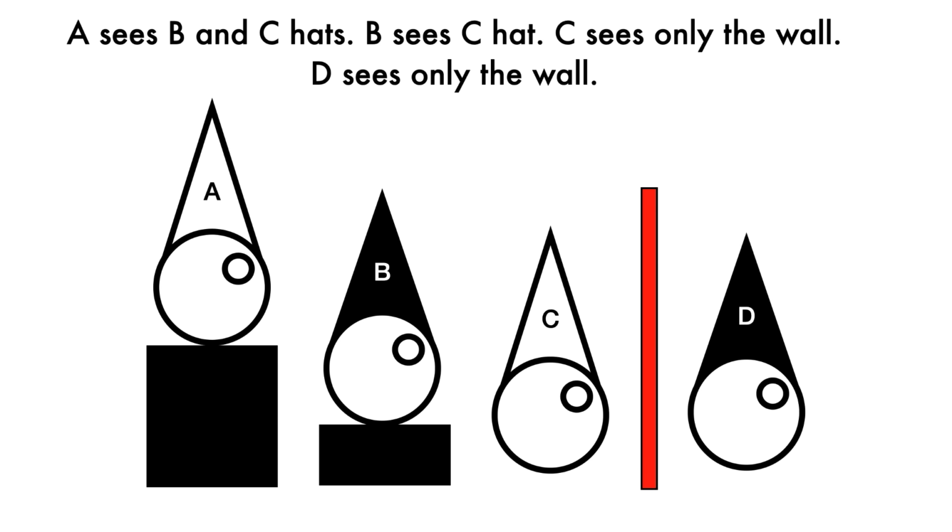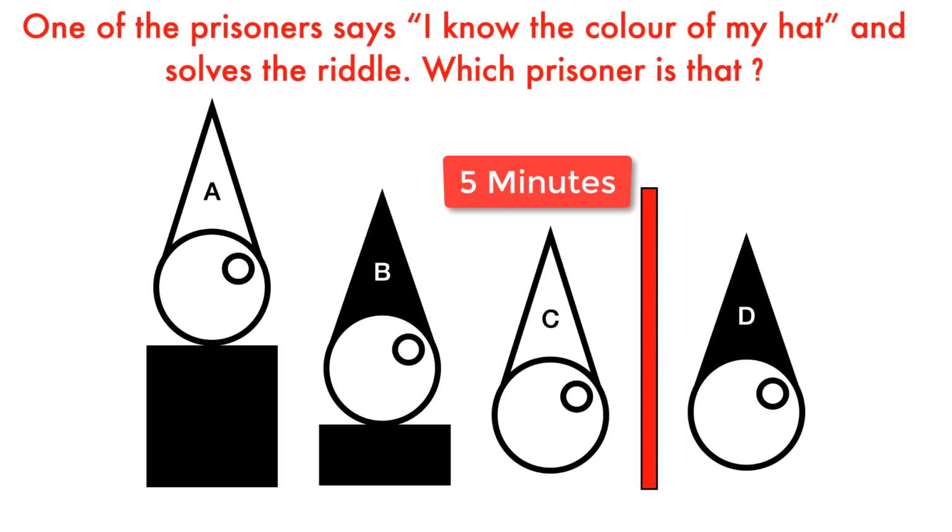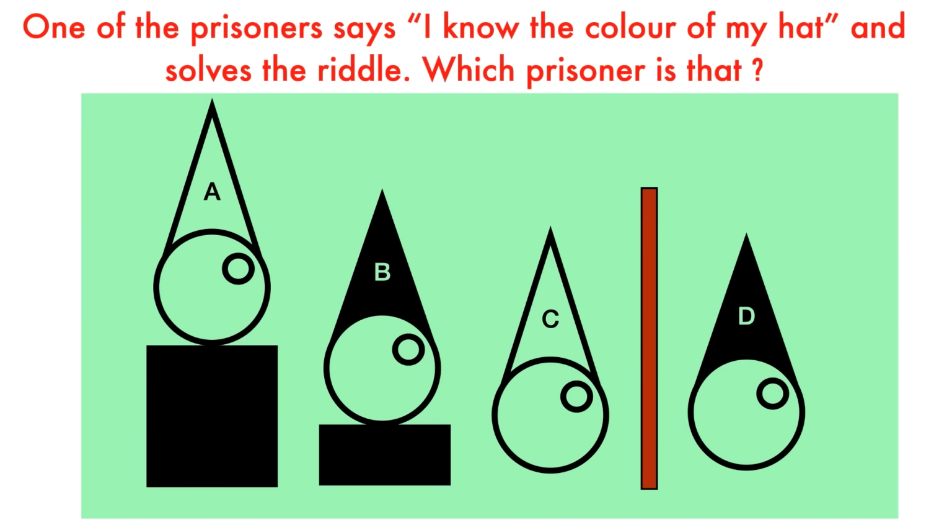They are not allowed to turn around or converse in any way. There are no mirrors and they all know that there are 2 black hats and 2 white hats and that there are 4 people. The prisoners are told that they have 5 minutes and to call out as soon as one of them thinks he knows for certain what color hat he is wearing. Remember, if just one of them gets the answer wrong, they will all have their sentences doubled. One of the prisoners says, I know the color of my hat, and solves the riddle. Which prisoner is that? The placement of the prisoners in the room is as the following. Can you solve this riddle?